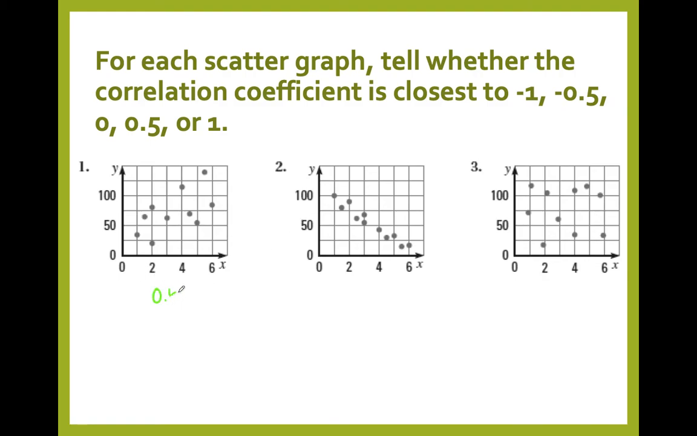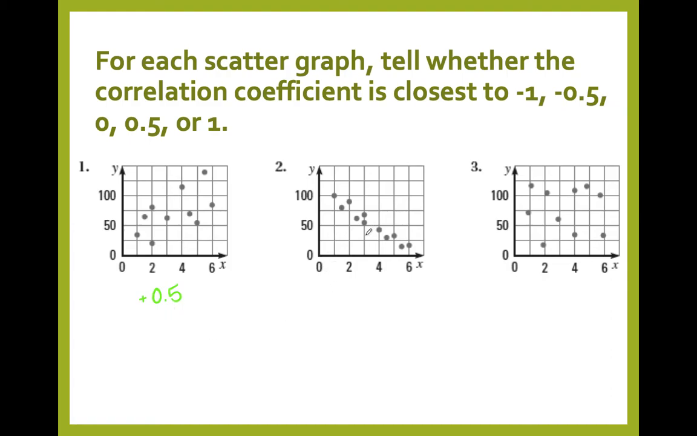So you can see it's positive. So you can see a general positive trend, but the points are not very close together. So it's not going to be 0 because there is a positive trend of the points, but it's not going to be 1 either because the points are spread out. So this would be closest to positive 0.5.